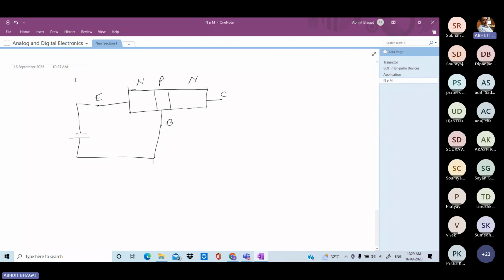So when the transistor is used as the amplifier, your emitter base junction is forward bias, and this collector base junction is reverse bias. So N is connected with reverse bias, so it is positive, and your P is connected with negative. So this is the biasing. Biasing means how you connect the supply to the device.